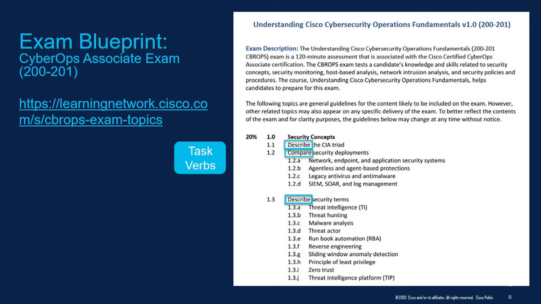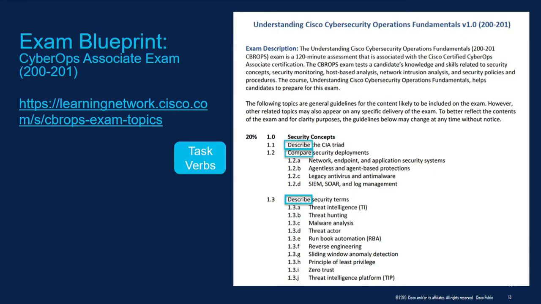What you're seeing here is the blueprint for the CyberOps Associate. This is just the beginning of it. You'll see at the top, security concepts. That's the first domain and the one we're going to dive a little bit deeper into today. But this is a 4-page blueprint. And as you go through it, you'll see a list of every domain that's there. There's a weight to the left of it that says this is how important this domain is. It weighs 20%. So 20% of the exam is going to come from this domain, okay?